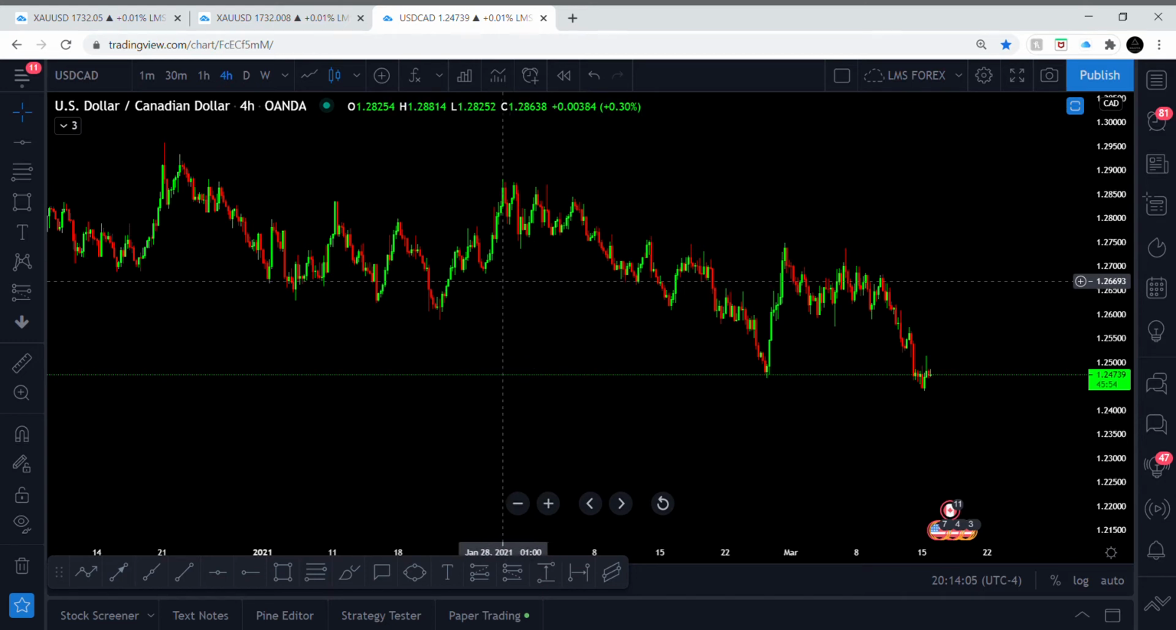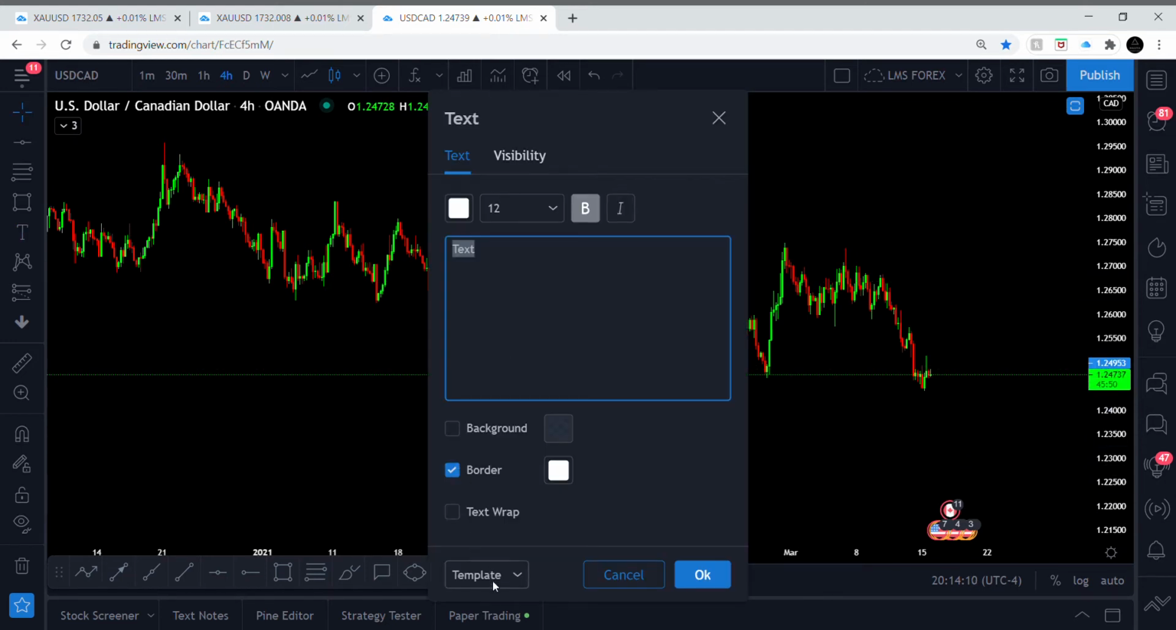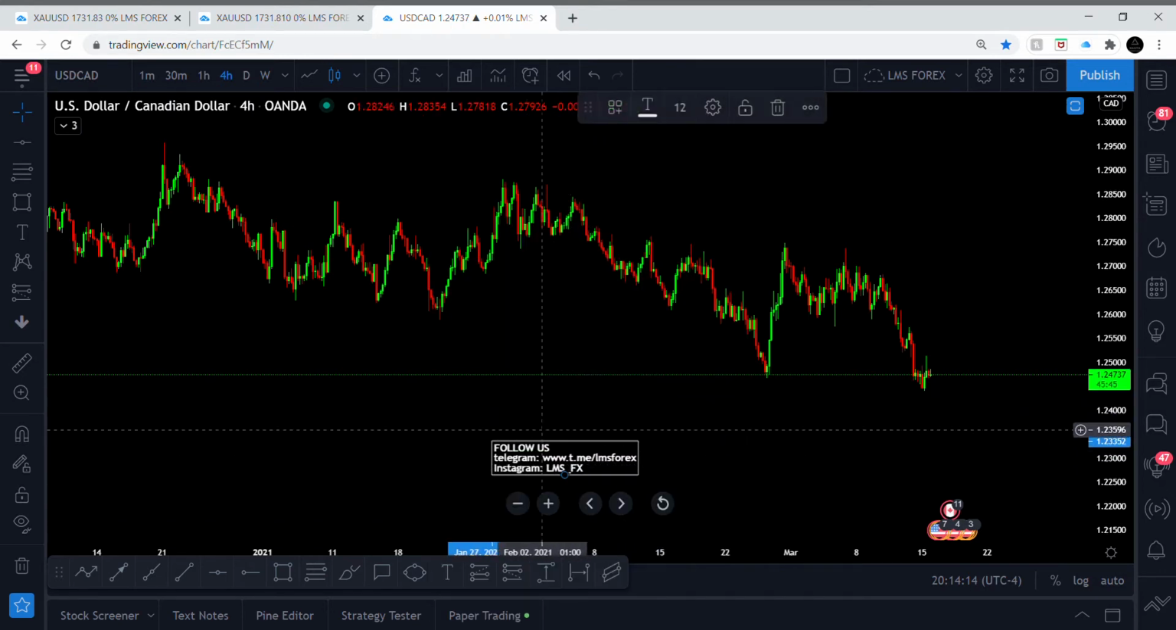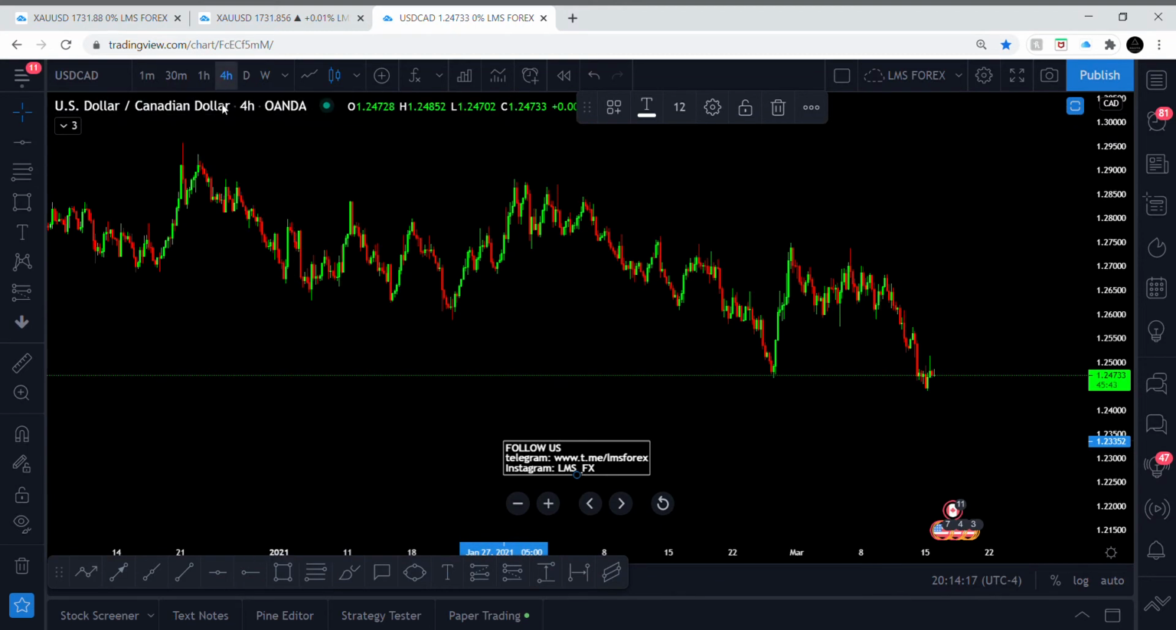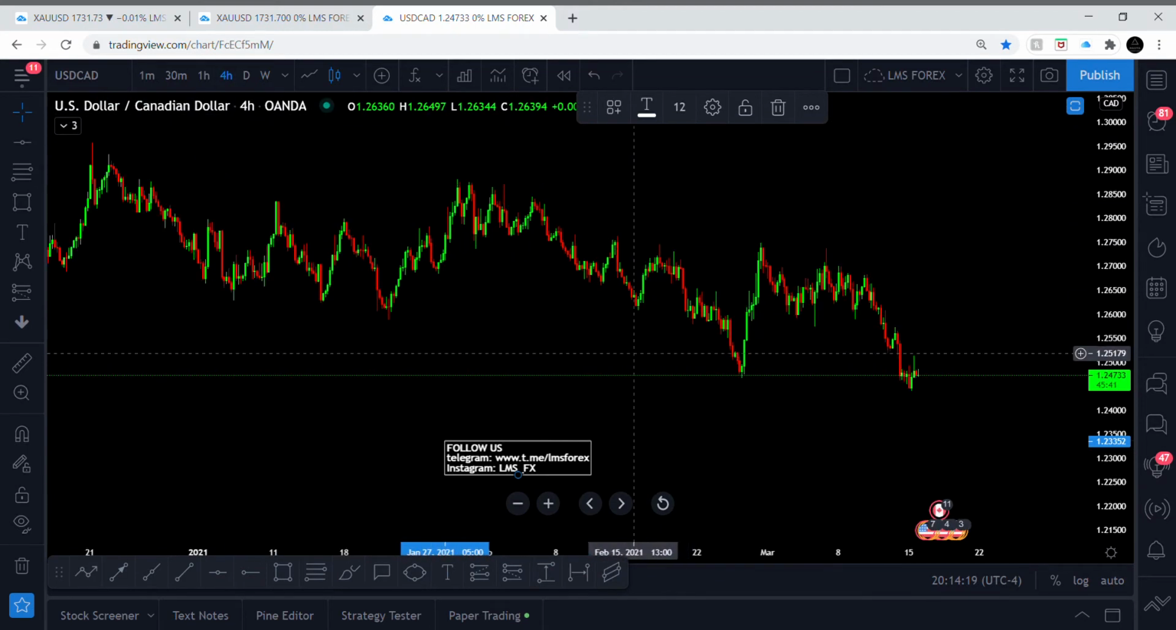Today's video is going to be based on the simple break and retest strategy that I use myself, and this works in multiple time frames. However, I'm going to use the 4 hour and 1 hour time frame just for demonstration purposes, okay?